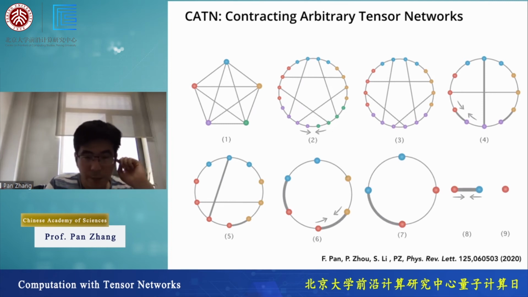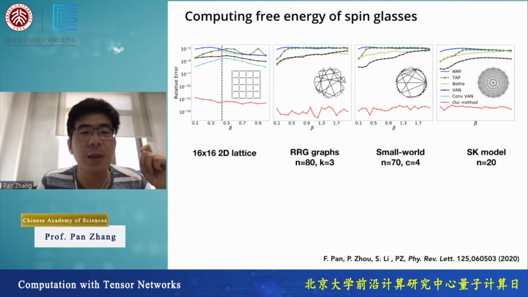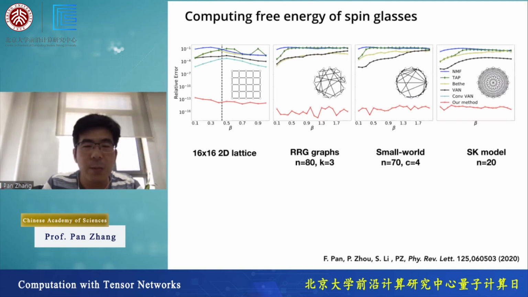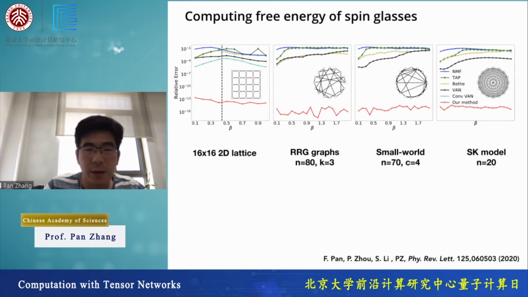Okay, so let me show some results. Here we compare the results of computing free energies of spin glasses on different topologies: on 2D lattices, on regular random graphs, on small-world networks, and on the Sherrington-Kirkpatrick model, which is an all-to-all interaction system. In these systems, we have chosen the system size in such a way that exact computation of the free energy is feasible in a reasonable time, so we can always compare with the exact values. Of course, our method is much faster than computing the exact results.